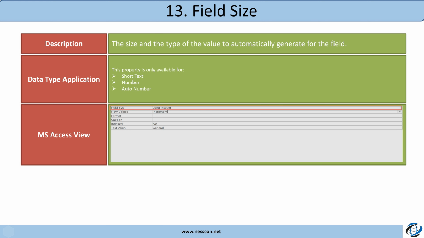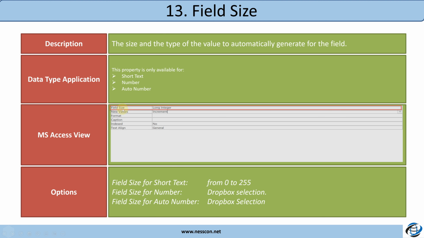Here is the MS Access view, and here is the field size. Basically, there are three options for field size. The first option is field size for short text. This property is only available for 3 data types. For short text, you can have values from 0 up to 255. For number, there is a drop box selection, and for auto number, there is a drop box selection.